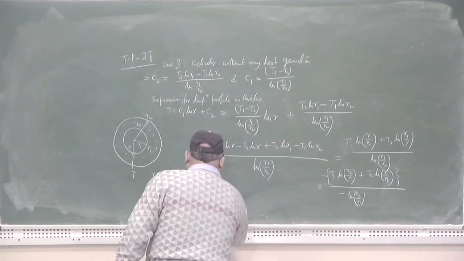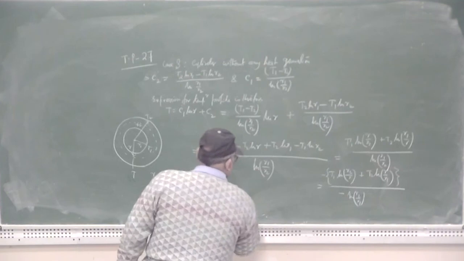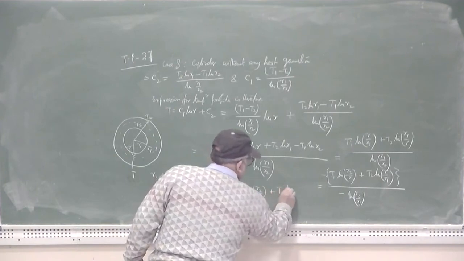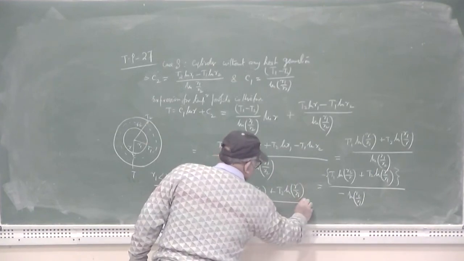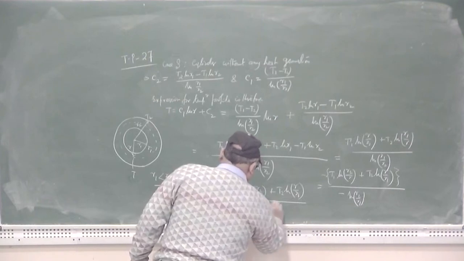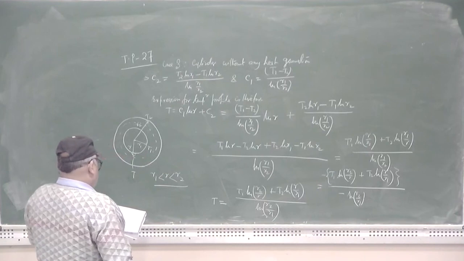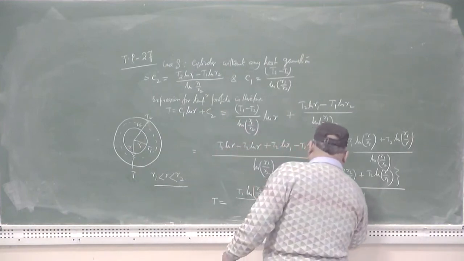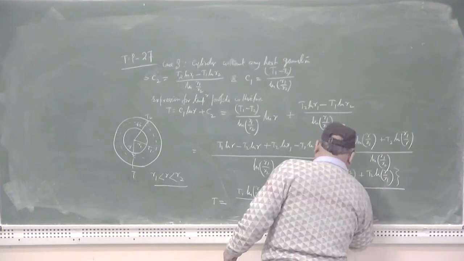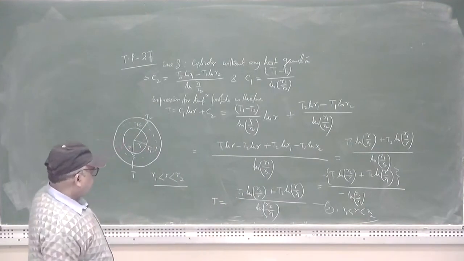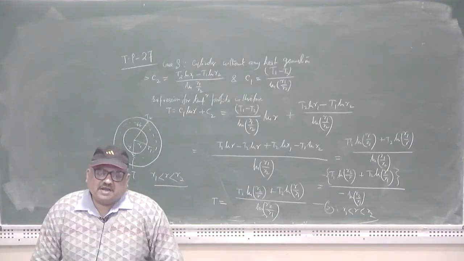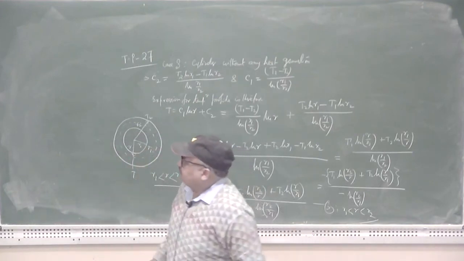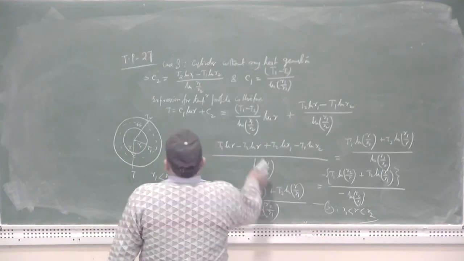So the expression for the temperature profile will be T is equal to T1 ln R2 upon R plus T2 ln R upon R1, making all the quantities positive, divided by ln R2 upon R1. Profile. Now we should evaluate the heat flux, that is the heat flow rate per unit time. So our next task will be the determination of heat flow rate per unit time.